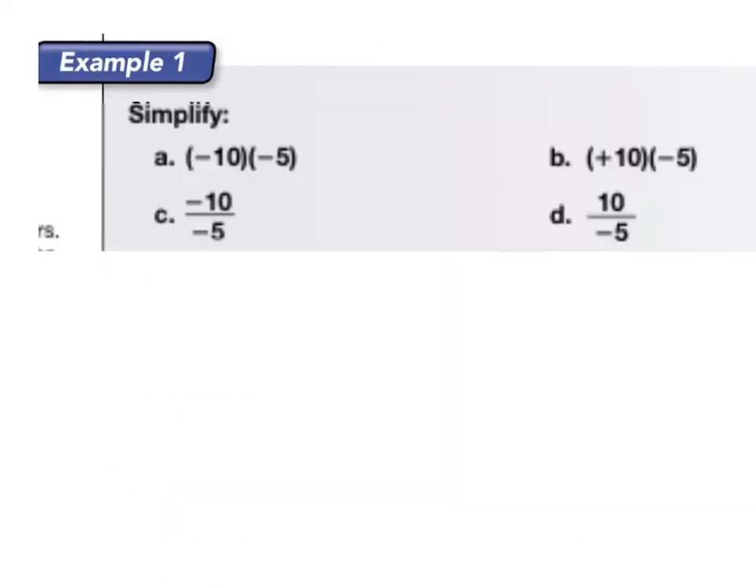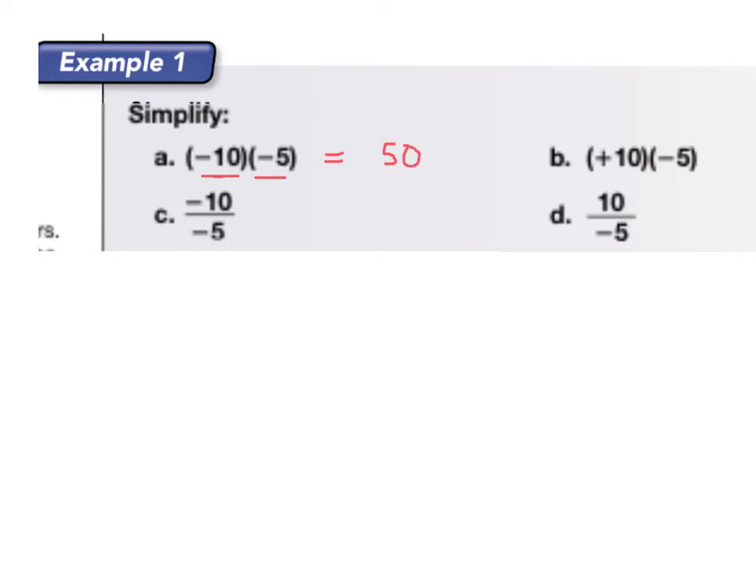Okay, I'm sorry this is a little blurry. I don't know what happened, but we're going to go with it. All right, let's write down example 1. You have 4 examples in example 1. The first one is negative 10 times negative 5. The parentheses means to multiply. Remember that if the signs are the same, it's positive. So a negative times a negative makes a positive. So you do 5 times 10, which is 50, and you keep it positive.